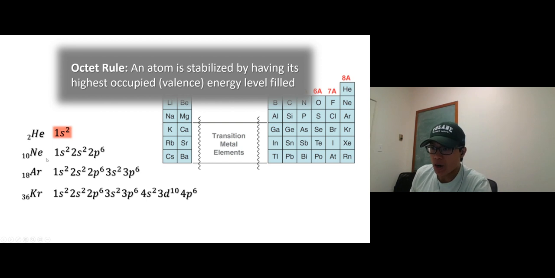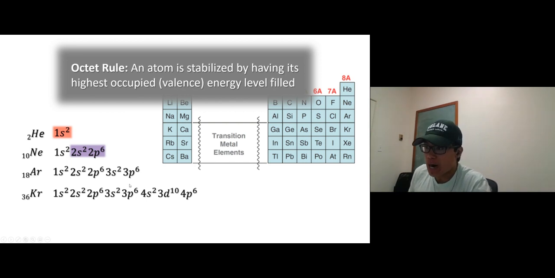For neon, look at the valence shell. This is the valence shell of neon. The s orbital is full, 2 electrons. The p orbital, 6 electrons, is full as well, right? So all this valence shell is full, 8 electrons total. That's why neon is an inert gas, stable, doesn't do any reaction.